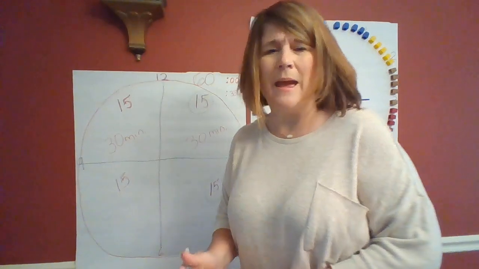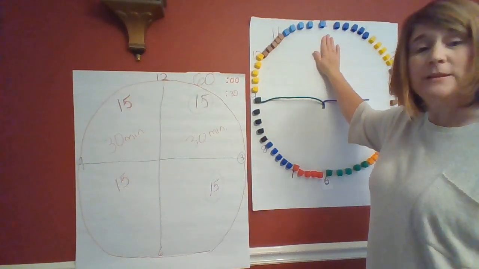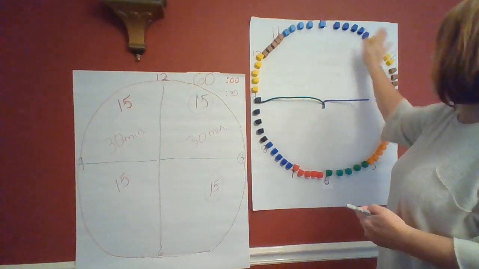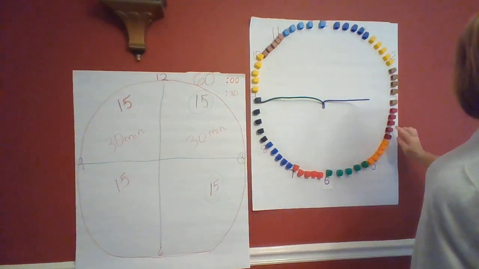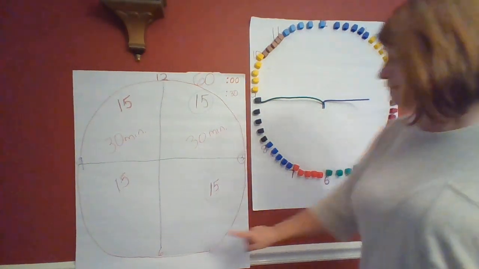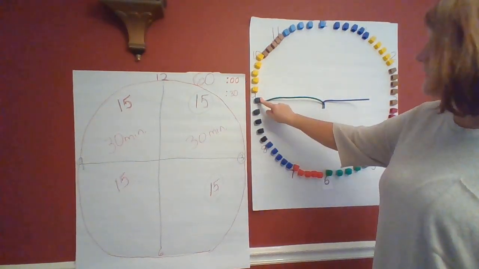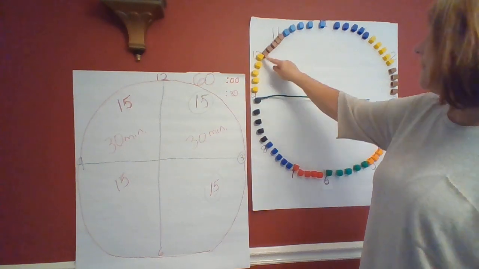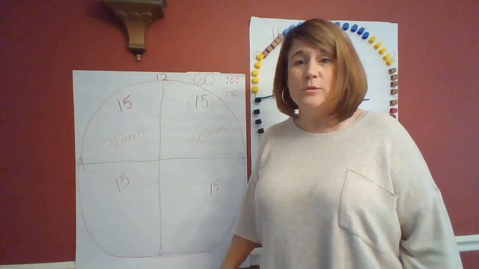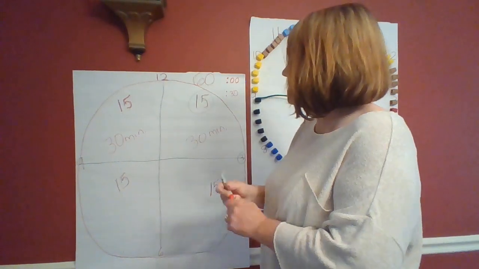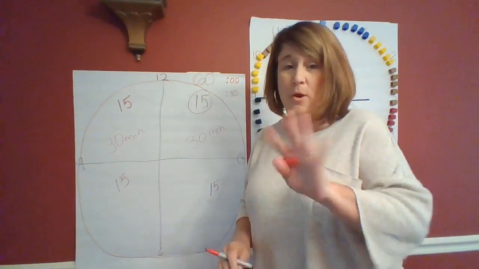Well, let's confirm that or prove that. Let's look over here at our clock we made. Use your clock that you made yesterday in instruction. 5, 10, 15. Yes, that is correct. 5, 10, 15. Yes. 5, 10, 15. So each of those 4 equal sections have 15 minutes in them. So now we have 4 benchmark times.